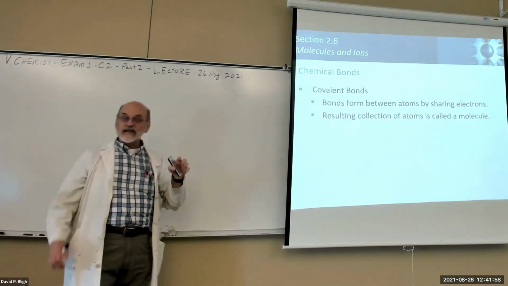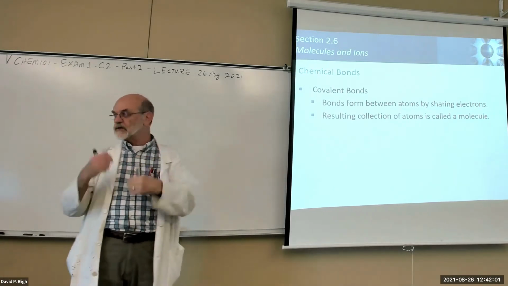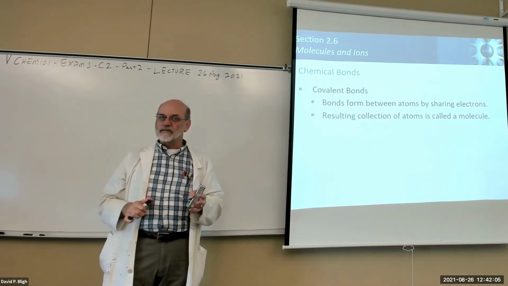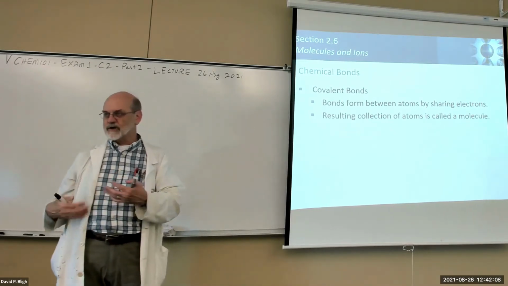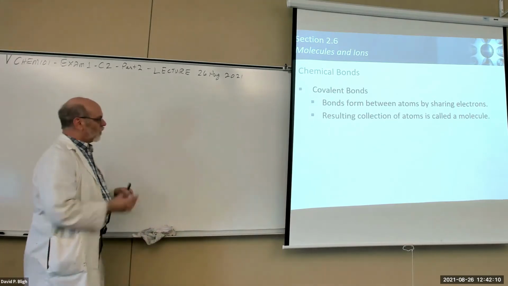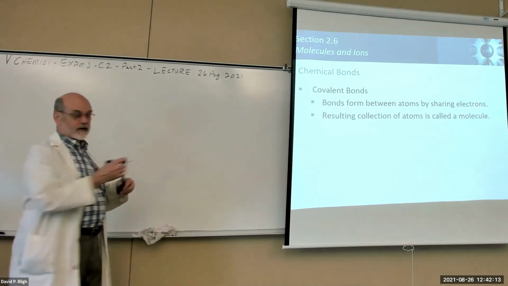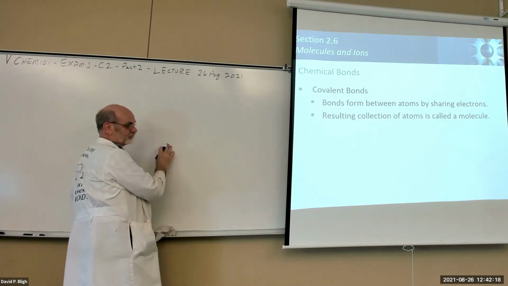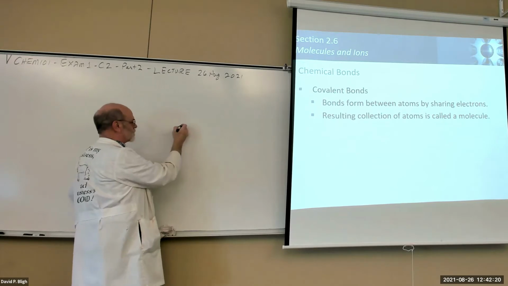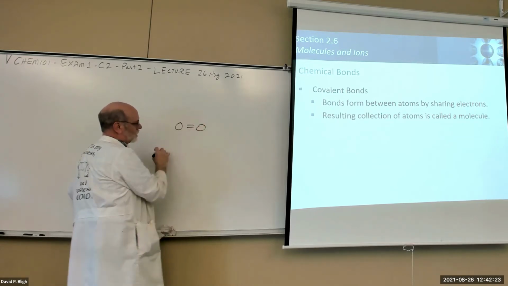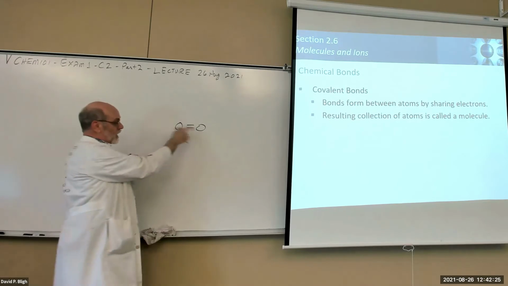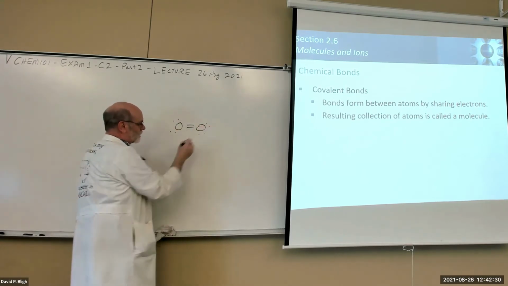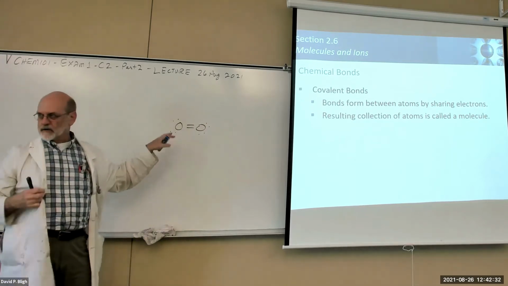Sometimes they share electrons equally between the two. Sometimes they don't. Sometimes one of them gets a bigger share than the other. A case where you would have equal sharing would be something like oxygen. Oxygen is diatomic, so you're going to have two oxygens. And then, of course, we have some lone pairs out here. We'll learn how to draw those later. This is called the Lewis dot structure.